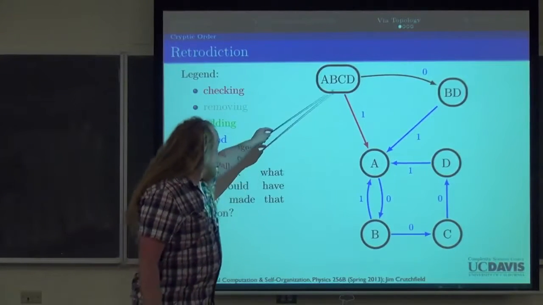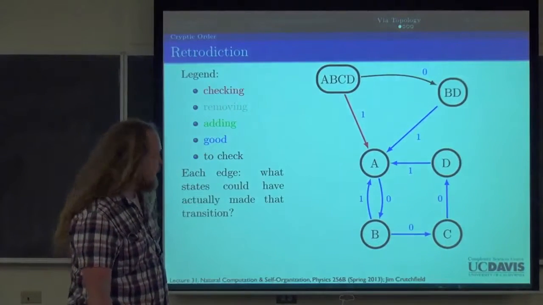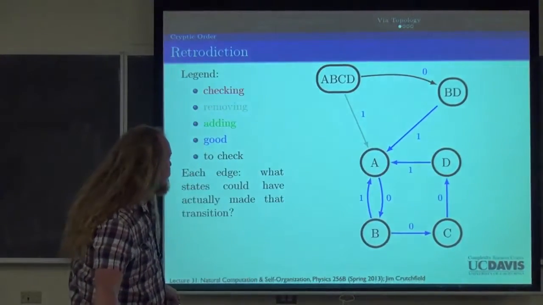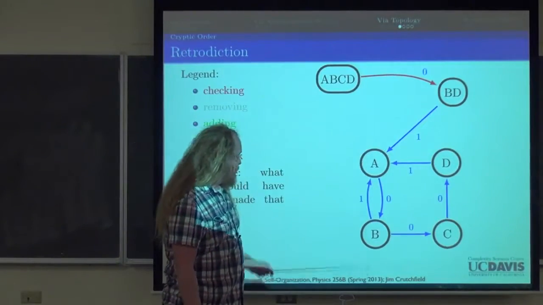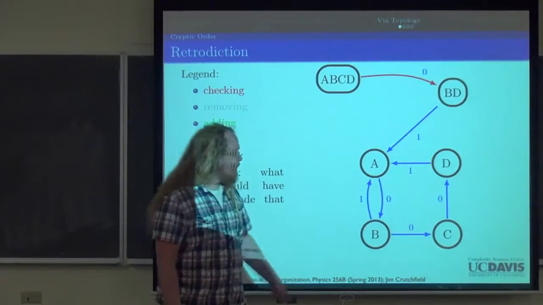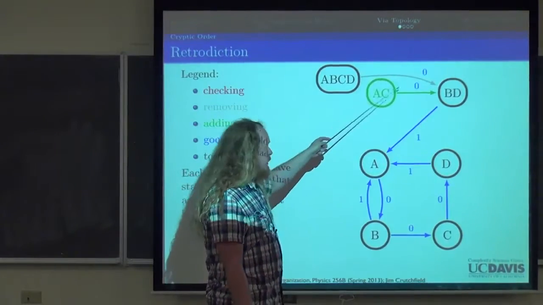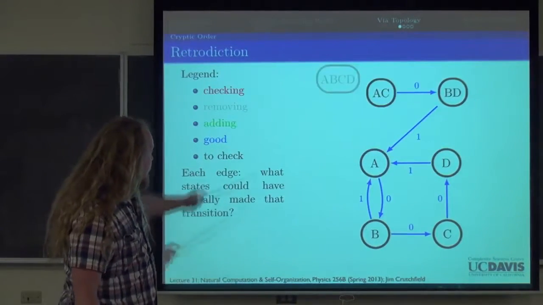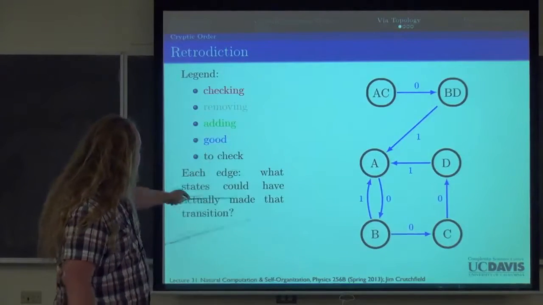Continuing on, ABCD to B or to A on a 1, I had to actually come from B or D, which we already have. That's this edge right here. So we remove. And then ABCD to BD on a 0. Well, B on a 0, I had to come from A, and D on a 0, I had to come from C. So we need to add a new state again, AC on a 0, going to BD. And since we just added that, it's good, and we can delete that old node. And we finally have a structure where all the edges are good.